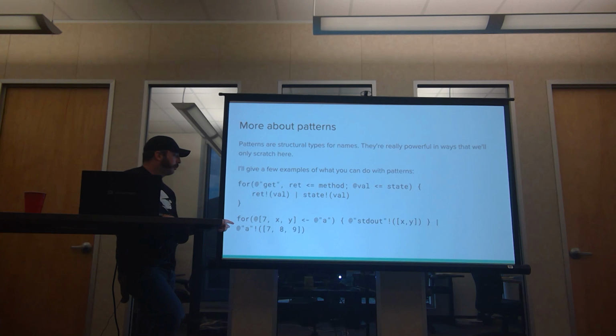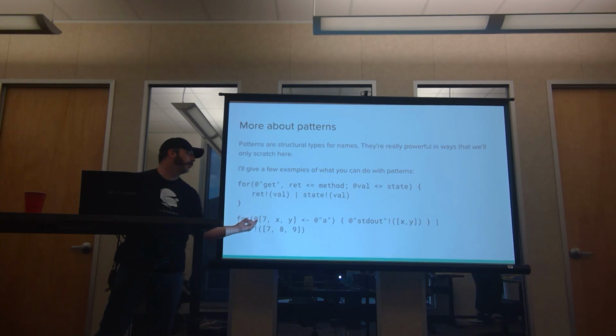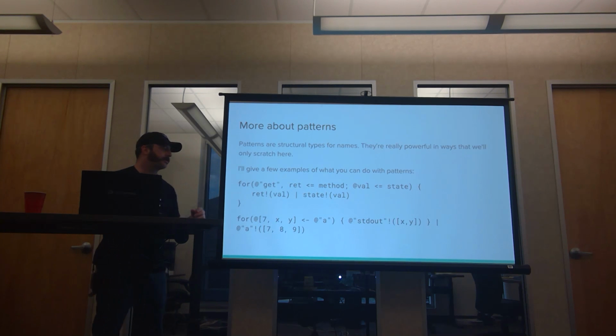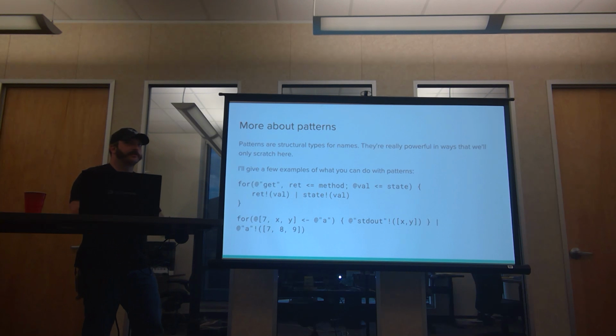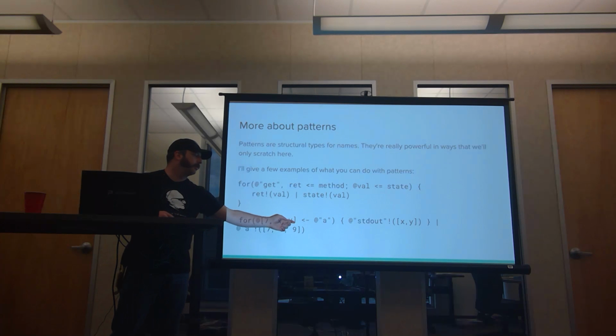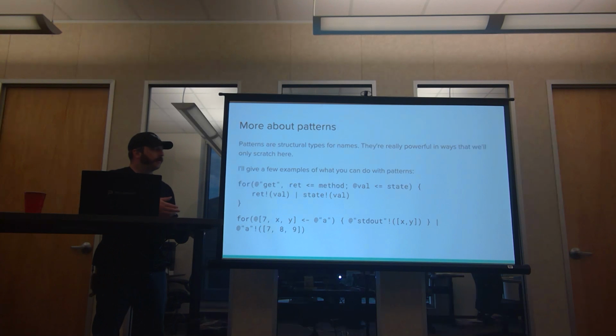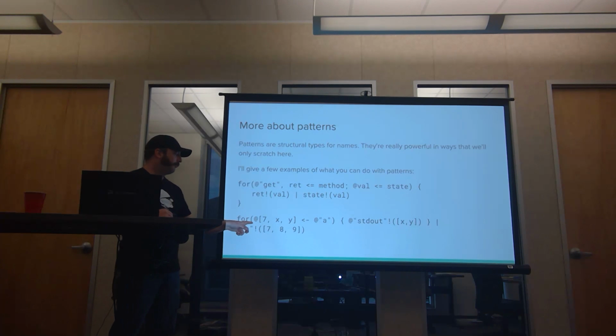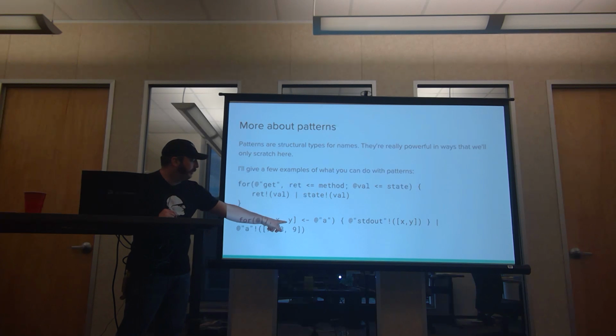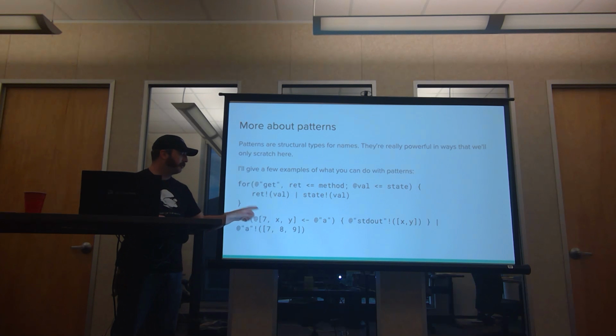Here's another example. We can quote a list here. Why wouldn't you just use array matching? There's reasons. One reason you might is that you can use these same patterns in our spatial matcher, and we'll get to that in a minute. But this right here would bind X and Y, provided that whatever was sent on A was a list beginning with 7.